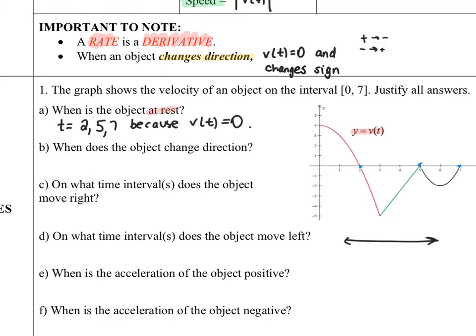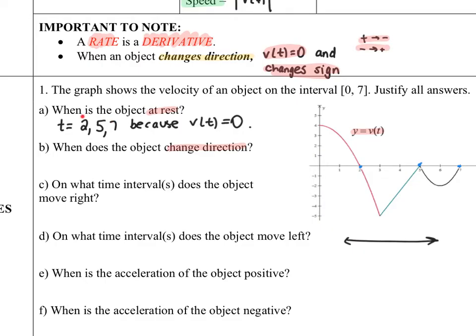Question 2 is asking where the object changes direction. And there's a little higher requirement for a change in direction. It starts where the velocity equals 0, but I also need to undergo a sign change, indicating I'm going from a right to a left movement or from a left to a right.